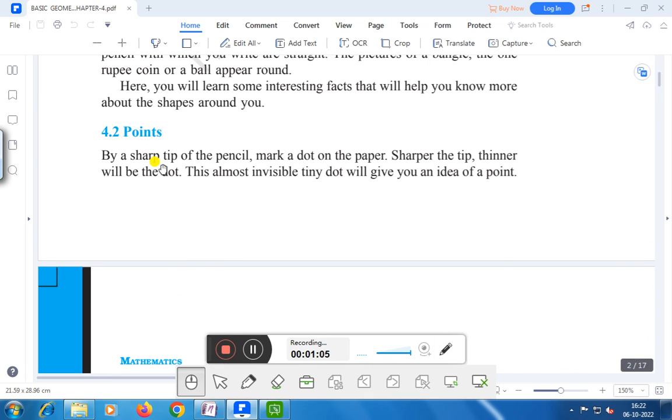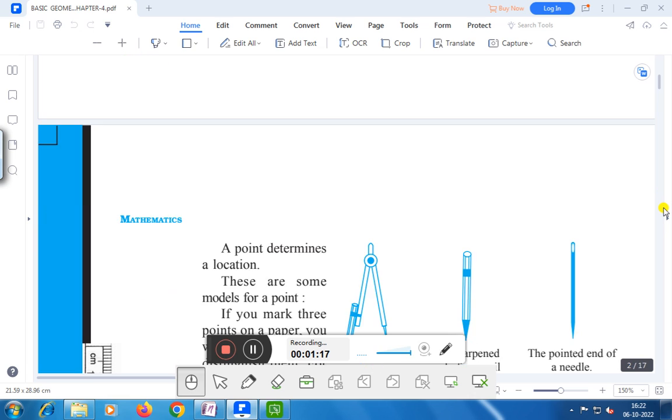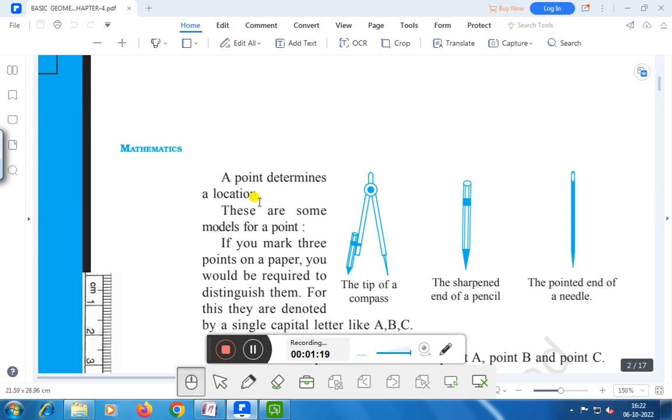Okay, next we will define a location or define the term points. What is a point? By the sharp tip of a pencil, mark a dot on the paper. Sharper the tip, thinner will be the dot. This almost invisible tiny dot will give you an idea of a point. A point determines a location.